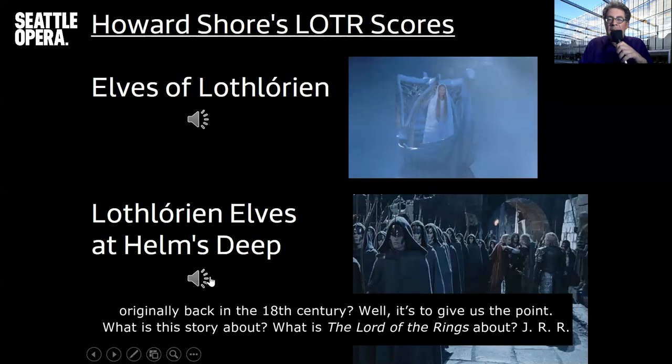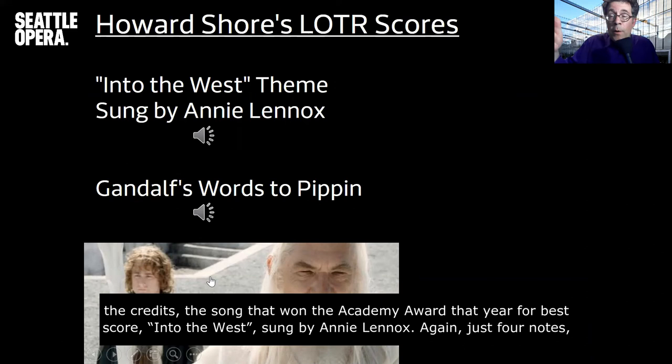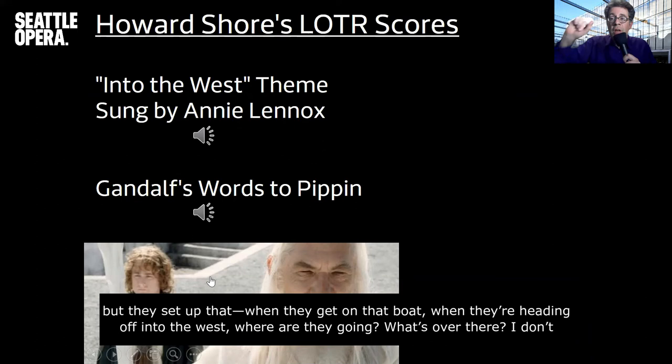Here's a little musical motif that we hear very, very prominently at the very end of The Return of the King in the credits, the song that won the Academy Award that year for Best Score, Into the West, sung by Annie Lennox. Again, just four notes, but they set up that what is, when they get on that boat and they're heading off into the West, where do they go? What's over there? I don't know, but this is what it sounds like.